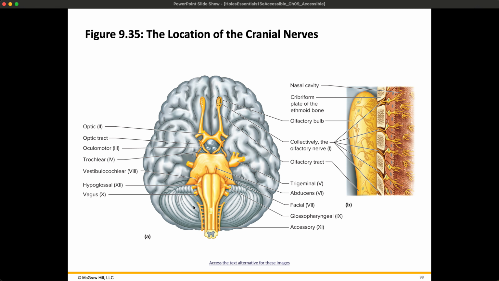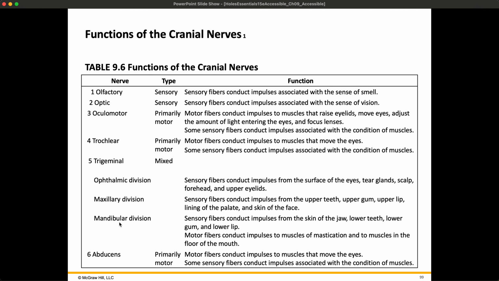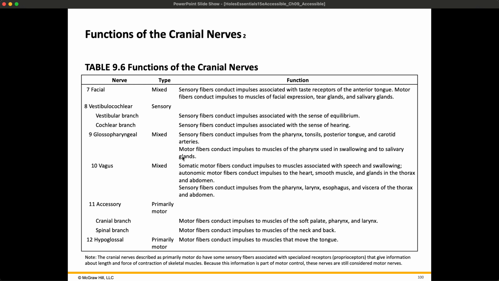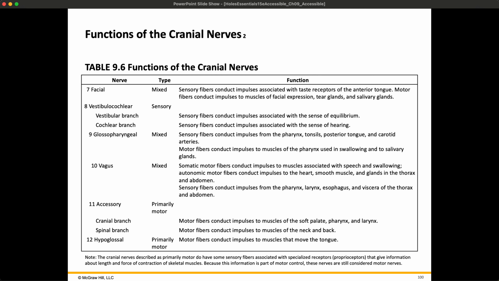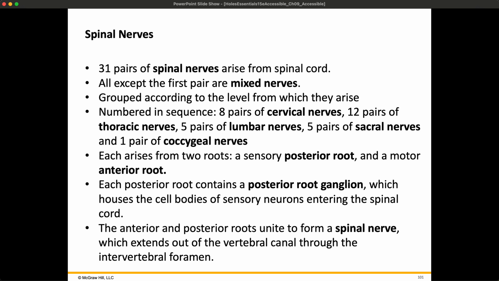And so some of these you're going to be hearing a lot. Here are those nerve names, numbers, types, and functions. Again, you might get questions on these, so be prepared for that. But it's a lot to try and learn these nerves sometimes, on top of everything else in the nervous system.